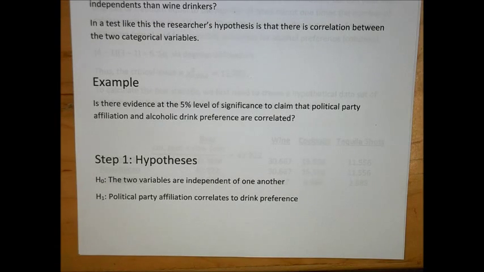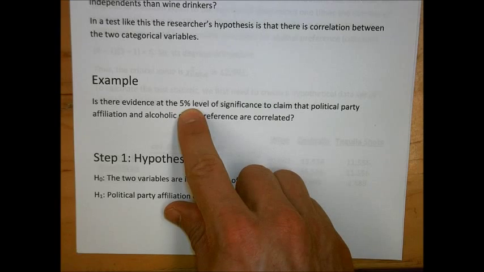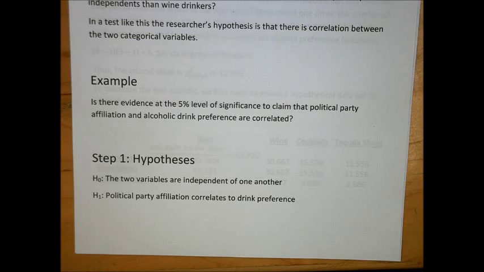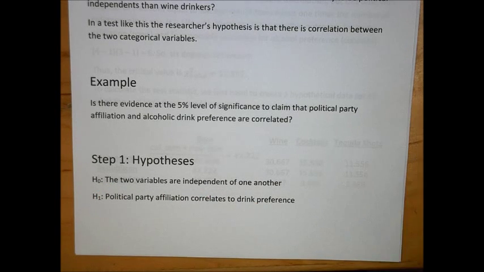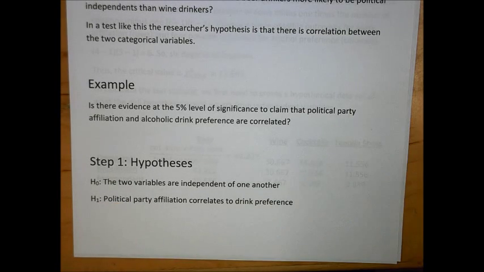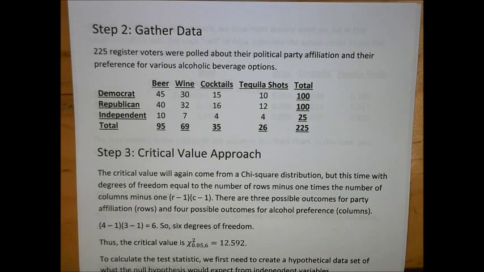Let's stick with our example of political party affiliation and alcohol preference. Is there evidence at the 5% level of significance to claim that political party affiliation and alcoholic drink preference are correlated? Here, our null hypothesis is that the two variables are completely independent of one another, that your political affiliation has nothing to do with the alcohol preferences you have. The researcher's hypothesis in this case is that the political party affiliation does correlate to drink preference. In general, the alternative hypothesis will be there is a correlation between variable 1 and variable 2, depending on what your two variables are. In step 2, we gather the data.